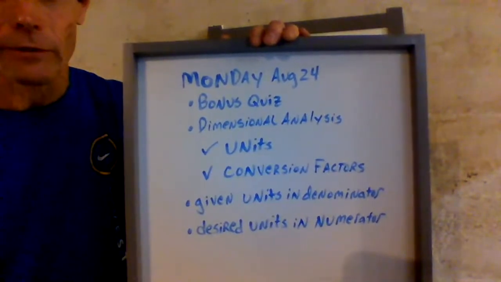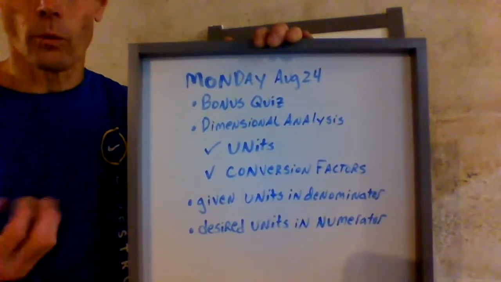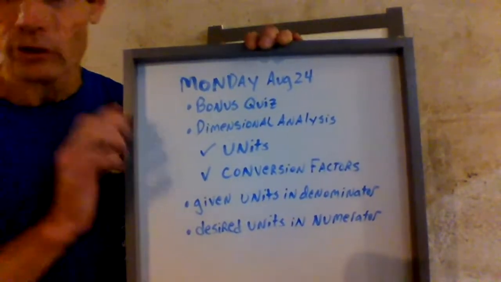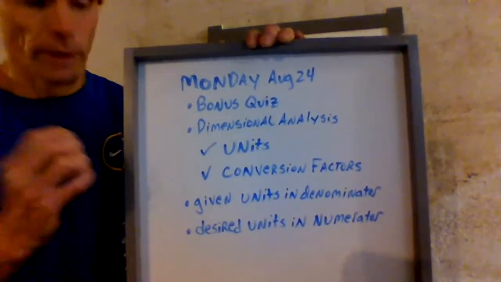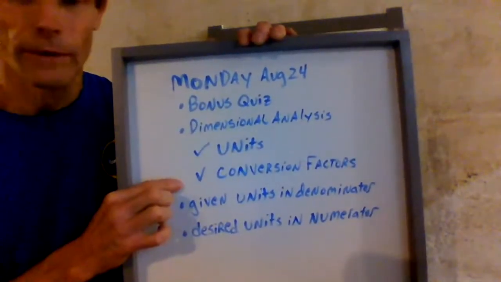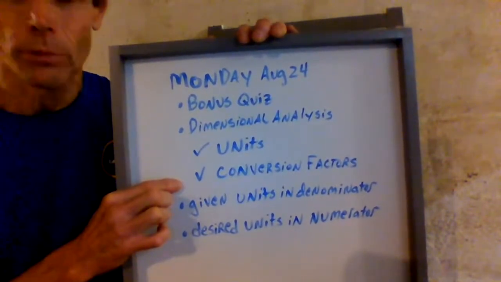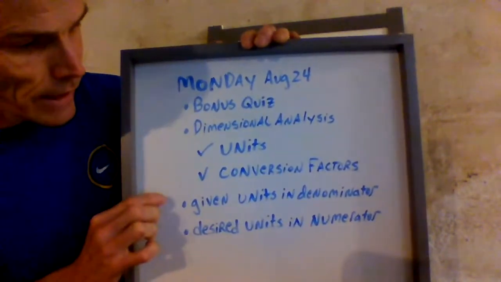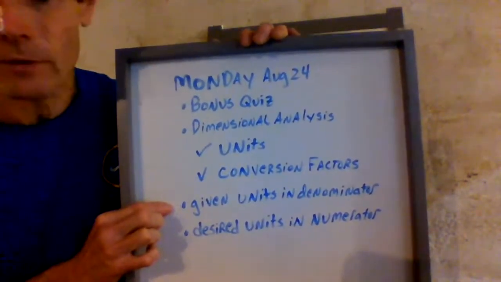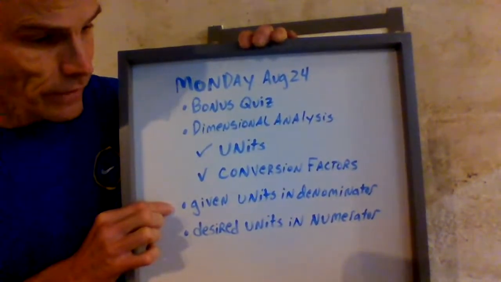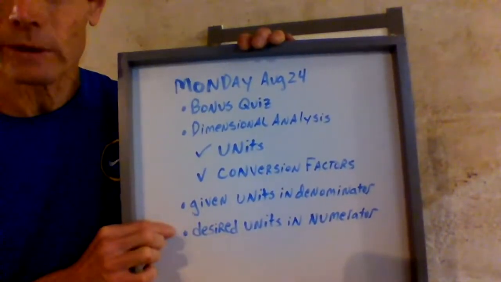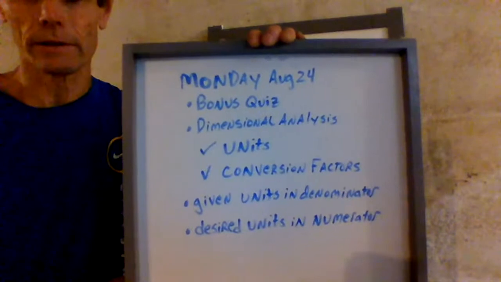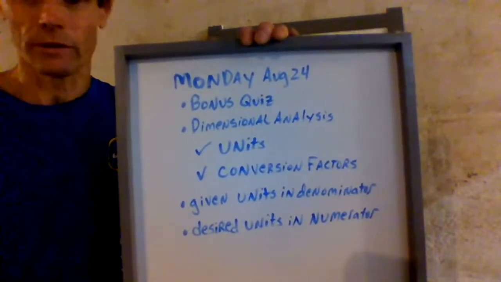I prepared a checklist of things that we need to think about when we conduct dimensional analysis. Checklist, things we need to check for. We need to make sure that the units we're using are correct. We're going to find conversion factors that we're going to need in the problem to help us convert from one unit to another unit in some cases. And we need to remember that the given units in our conversion factor are in the denominator, and the units that we desire at the end in terms of our answer are going to be in the numerator. So there's our checklist, and there's how we solve problems using dimensional analysis.